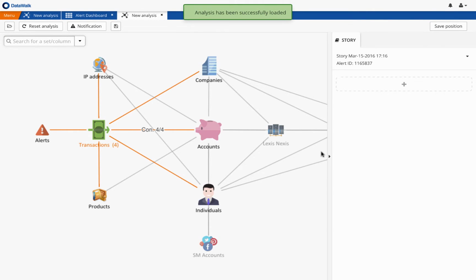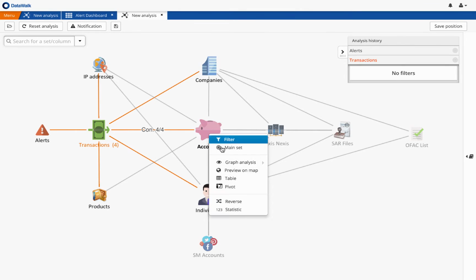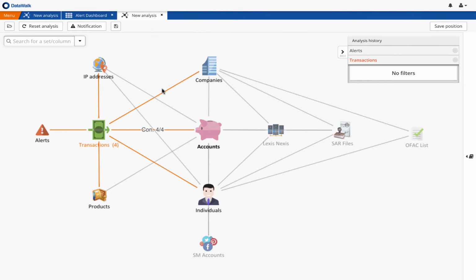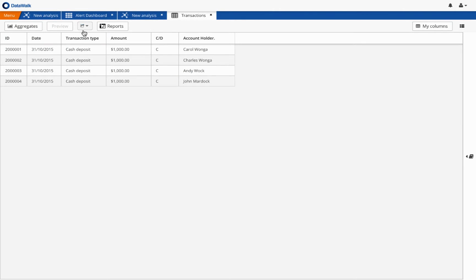On DataWalk's Universe Viewer, we see 4 accounts matching these criteria. We review details of these accounts, and we see that they are owned by 4 different people and were opened on the same day. We see that they are related with 4 individuals and 1 company, and 4 transactions, which are the 4 cash deposits.